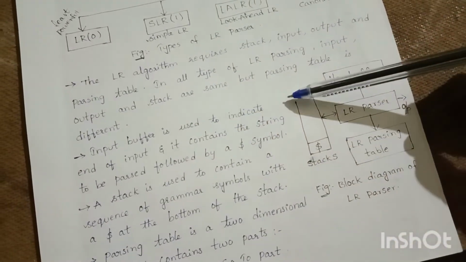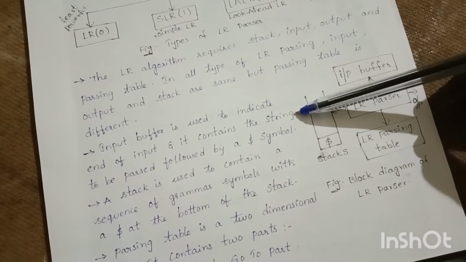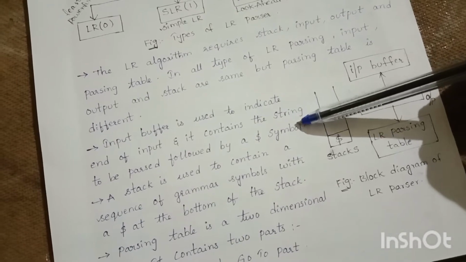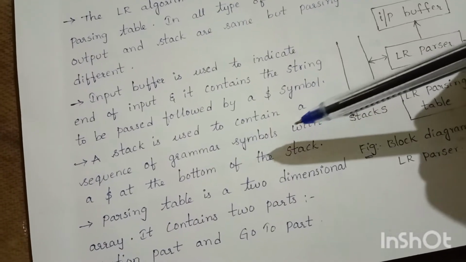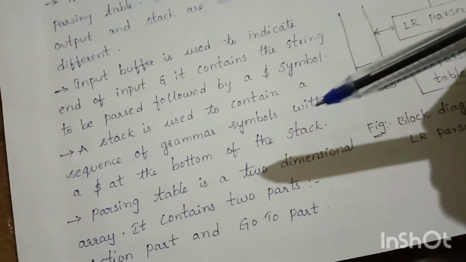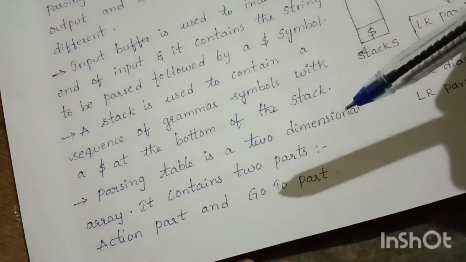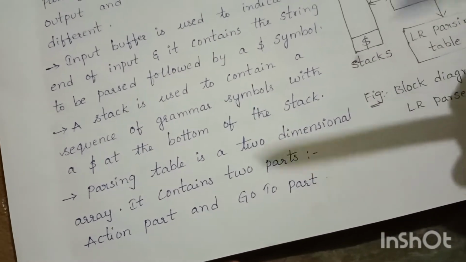Input buffer is used to indicate the end of the input and it contains the string to be parsed followed by a dollar symbol. A stack is used to contain a sequence of grammar symbols with a dollar at the bottom of the stack. Parsing table is a two-dimensional array. It contains two parts, action part and goto part.